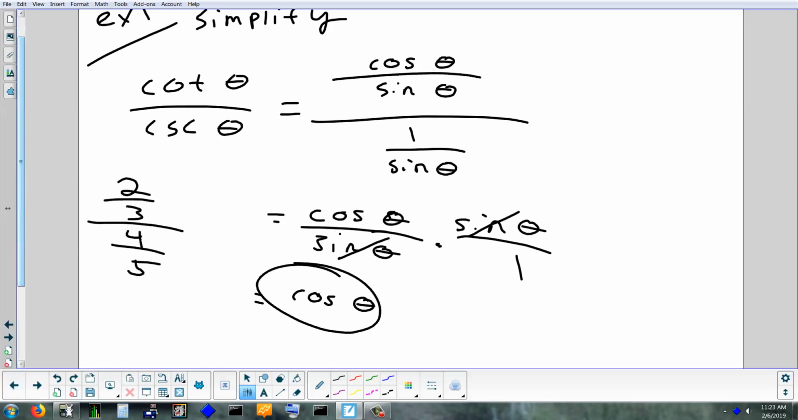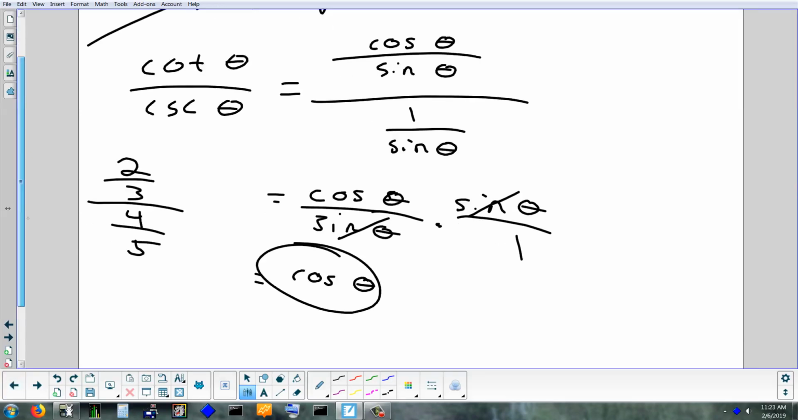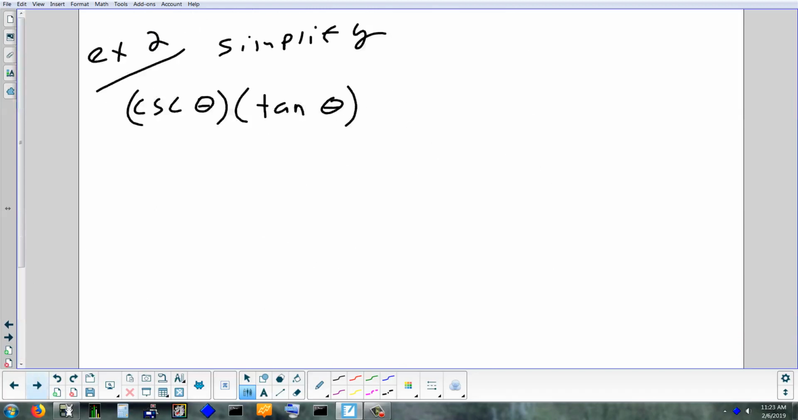Any questions on that? That's the idea of what we're doing today. They get a little harder, but if you can do that, you're off to a good start. This is about the same difficulty as the last one. Cosecant times tangent.